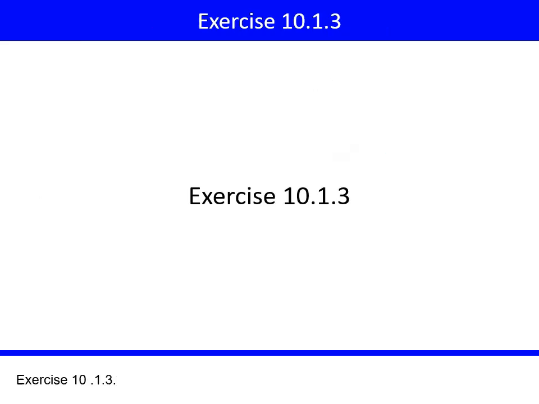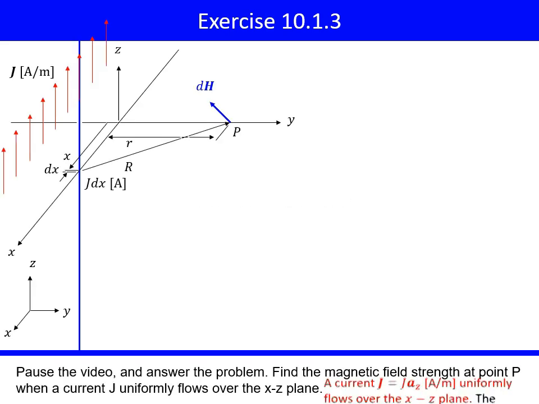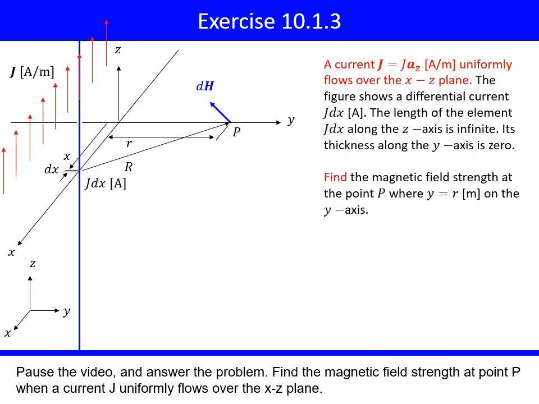Exercise 10.1.3. Pause the video, and answer the problem. Find the magnetic field strength at point P when a current J uniformly flows over the xz plane.